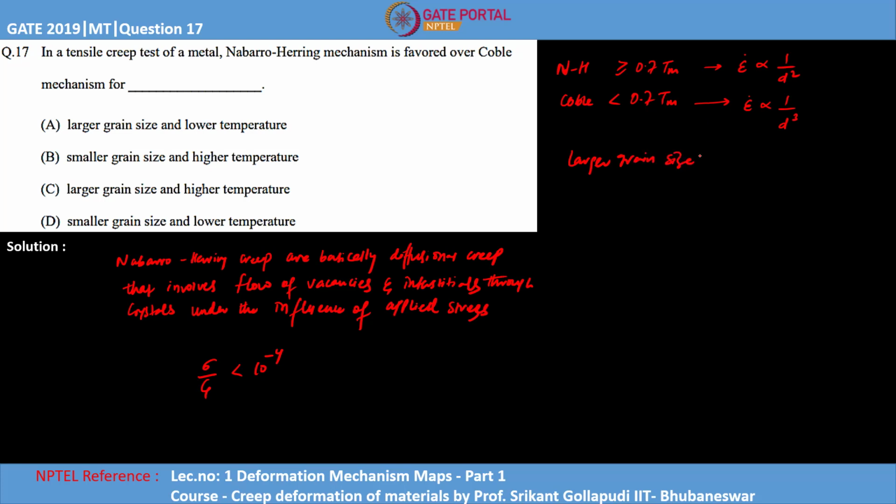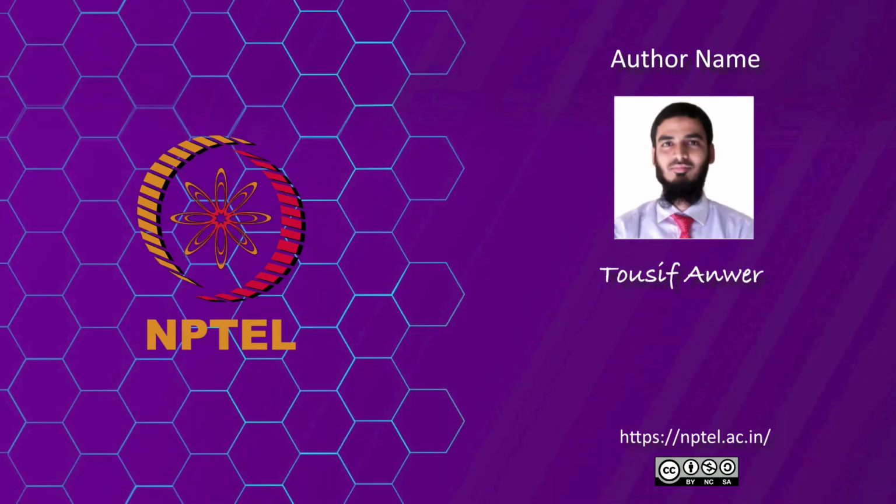If you have larger grain size, then Nabarro-Herring creep is favored, and if you have a lesser grain size, then there are more chances of having the Coble mechanism of creep deformation. So larger grain size and higher temperature are the two favored conditions for Nabarro-Herring creep, right? So if you see the options, larger grain size and higher temperature, which is option C, is the correct answer for this problem. Thank you.